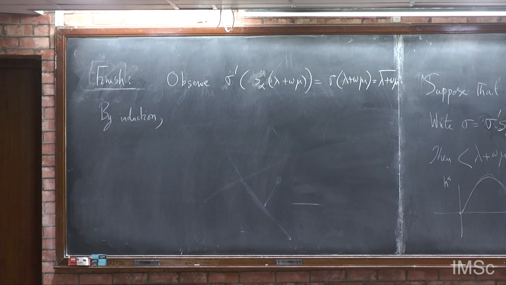So maybe this lambda plus W mu is a problem. Let me cancel this out and write any weight. So let's just write... should I use mu, eta, nu, what's a good letter for a weight? Suggest a good letter for a weight, please. Lambda dash, okay. So this is lambda dash. I don't care if it is of that form.